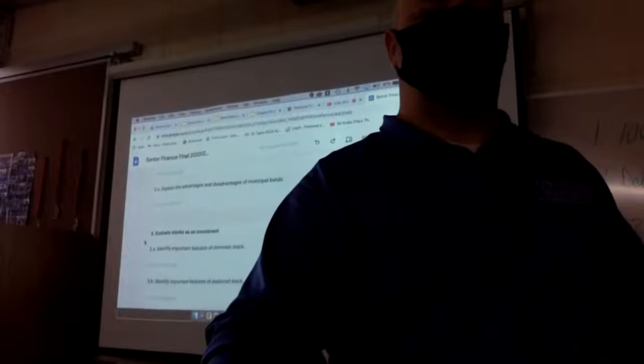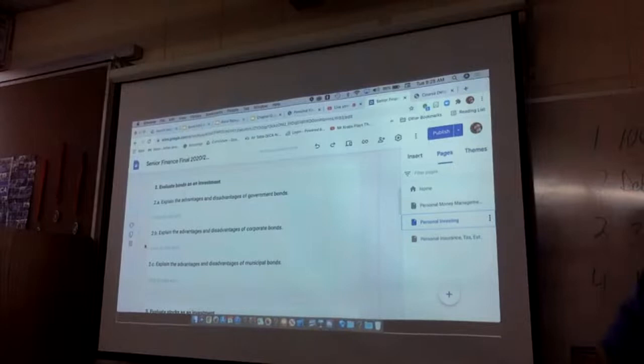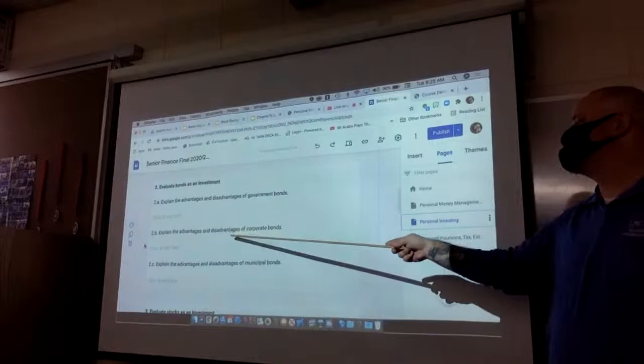So part two, evaluating bonds as an investment. And really all you're going to have to do, and this one is probably going to be pretty close to straight text, with a few things you could probably screenshot, is explain the advantages and disadvantages of government bonds, explain the advantages and disadvantages of corporate bonds, and the same thing for municipal bonds.